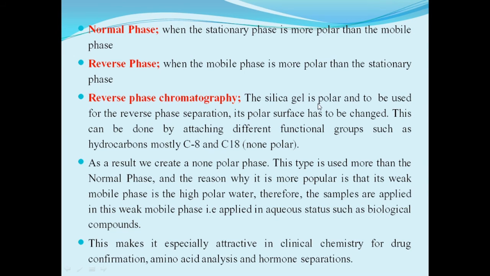The silica gel is polar, and to be used for reverse phase separation, its polar surface has to be changed. This can be done by attaching different functional groups such as hydrocarbons, mostly C8 and C18, that is, non-polar groups. As a result, we create a non-polar phase.